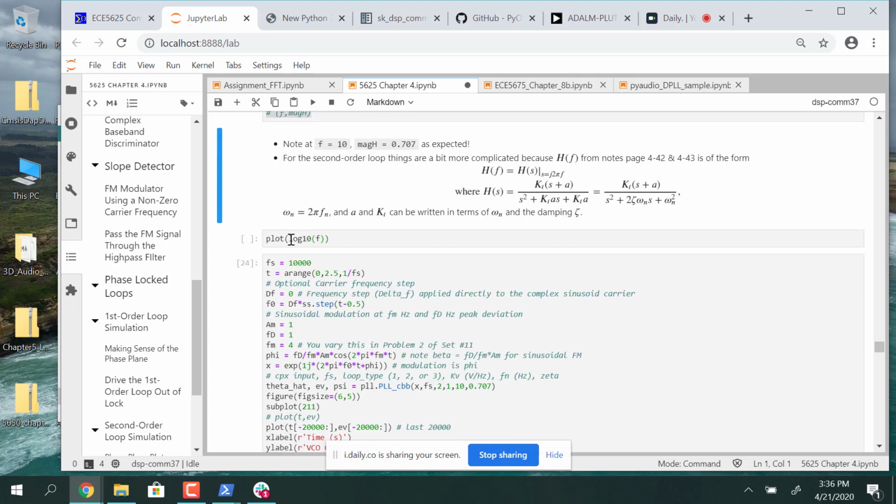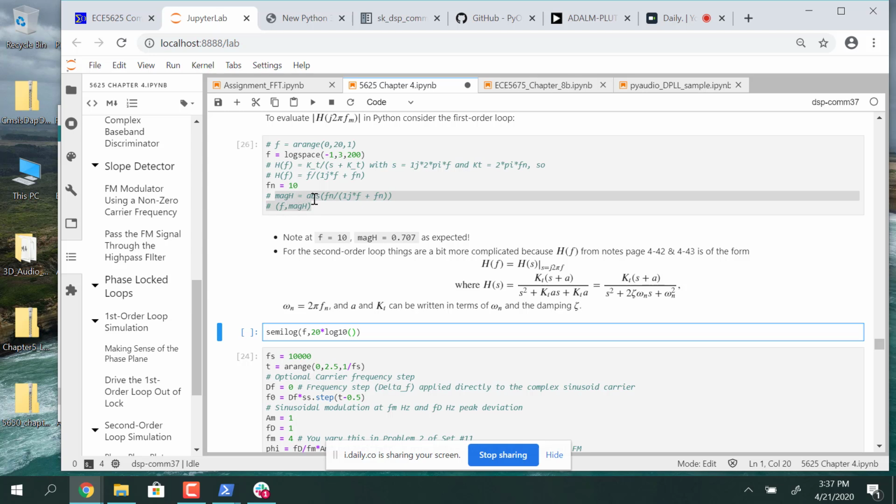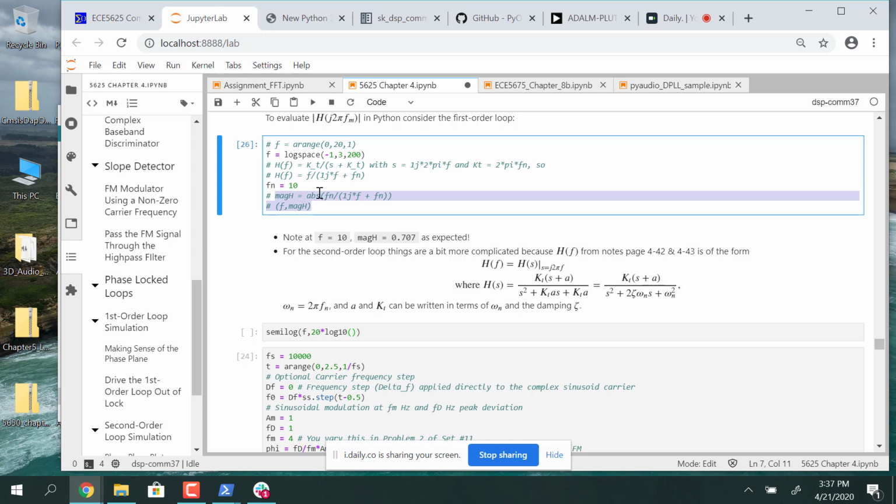But now I can go ahead and plot it, and now I can actually just go ahead and do a semilog plot, where I'm going to be taking the frequency values and put those in as the first argument. And then the second argument is going to be 20 times log 10 of this ABS that I had over here already figured out, so I can just literally drop that right in there.